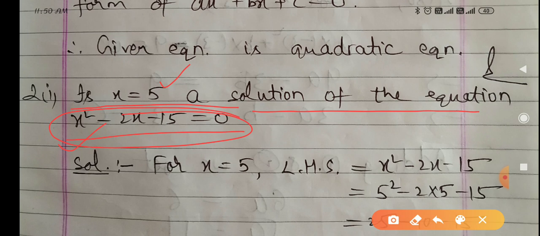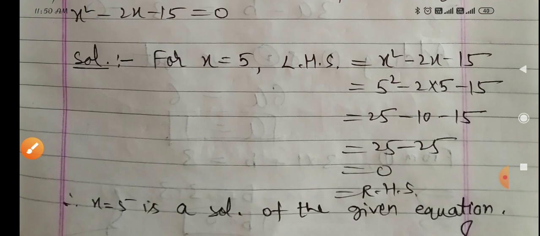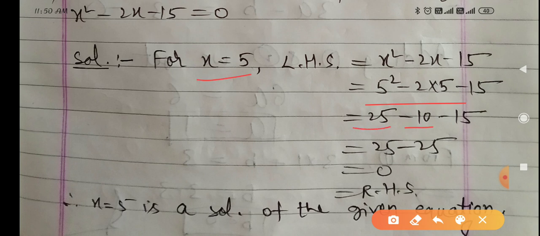So I have written here, you can see, for x equals 5, LHS. In LHS I have put the value, you can see here, 5 square minus 2 into 5 minus 15. In place of x I have put 5. 5 square is 25, 2 into 5 is 10, minus 15. So 25 minus 25 is equal to 0, which is RHS.